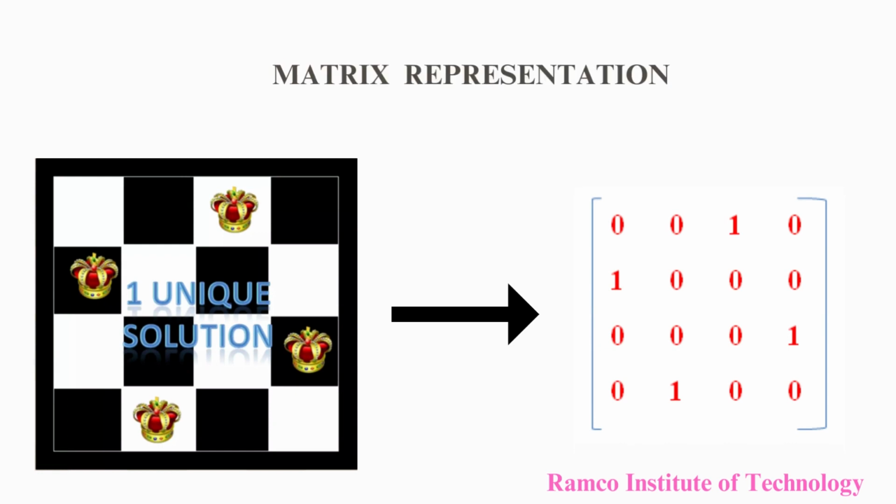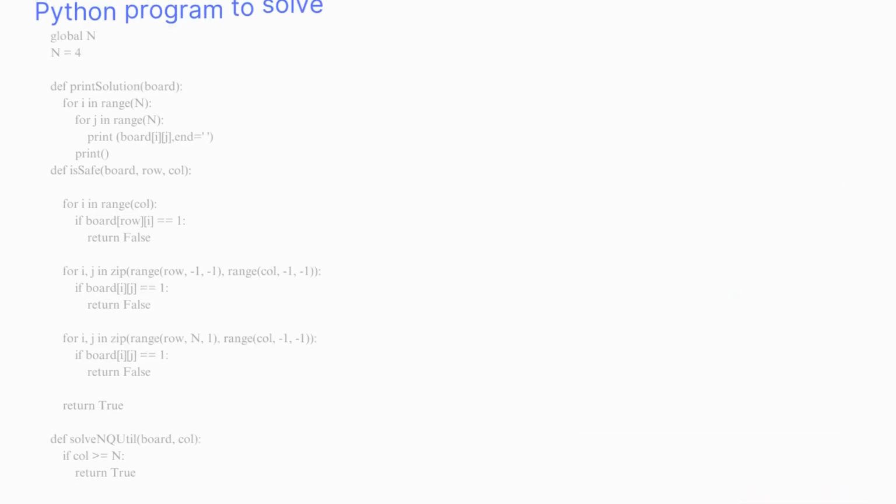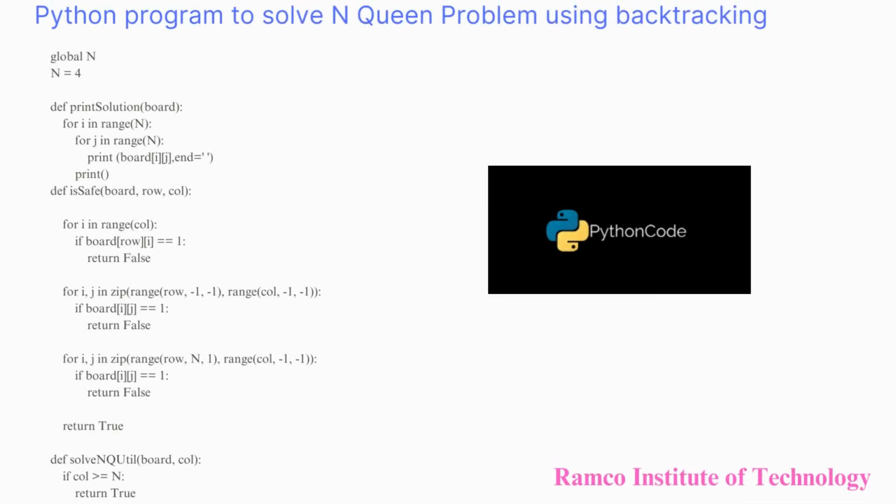So in this way the 4 queens problem can be solved. And this is the matrix representation of 4 queens problem. The empty space is represented by 0 and queen space is represented by 1. And next we will move on to the coding part of n queens problem using backtracking algorithm. It is implemented using Python language.